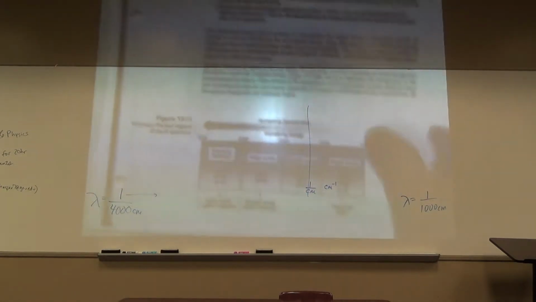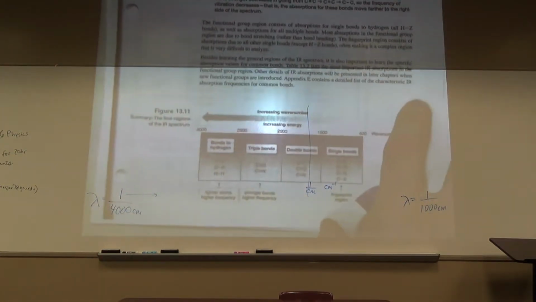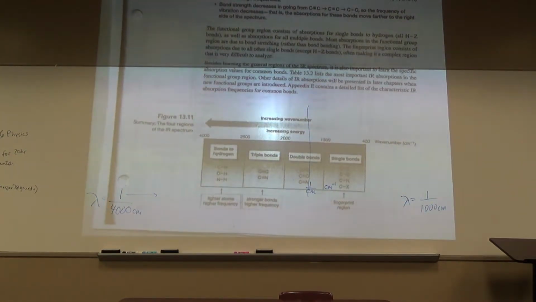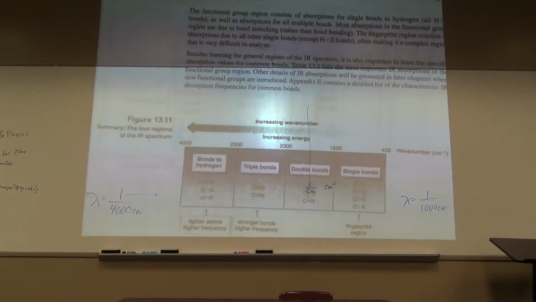So at this point we can start looking at tables, and instead of just memorizing them, we can sort of say, hey, yeah, that makes sense. Okay? So here's the first table. It's very generic.